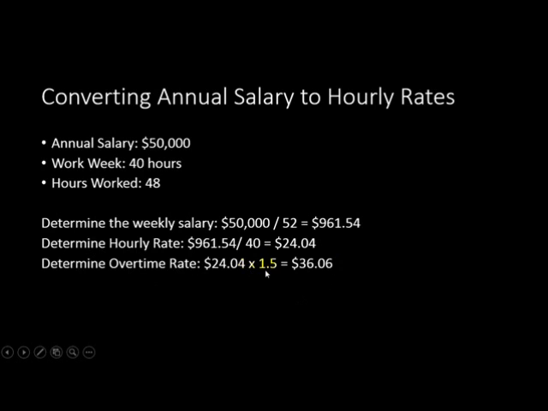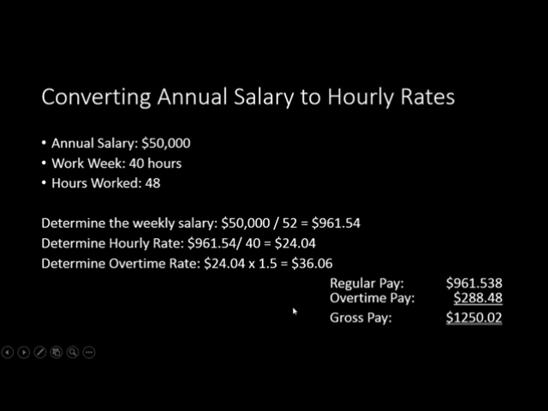Determine the overtime rate by multiplying by 1.5. That gives us $36.06 for overtime. Regular pay, $961.538. Overtime pay, $288.48, for a total gross pay of $1,250.02.